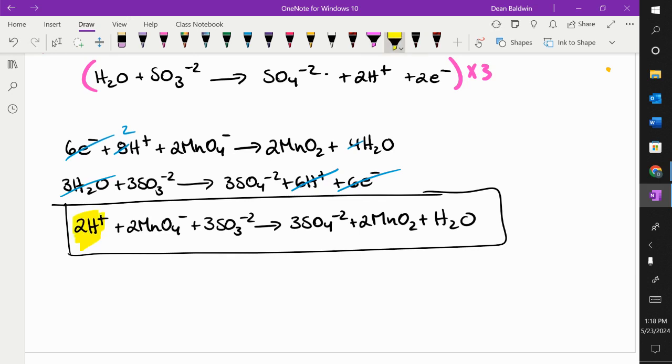Okay. So we want to make it a basic solution. All you do is you add hydroxyl groups to each side. Okay. Think of algebra. If you add it to one side, you got to do it to the other side. The reason we add hydroxyl groups is because, let me do it. So I want to get rid of the protons because that indicates that we're in acidic solution. So we're going to use the fact that H plus OH minus will form what? Water.